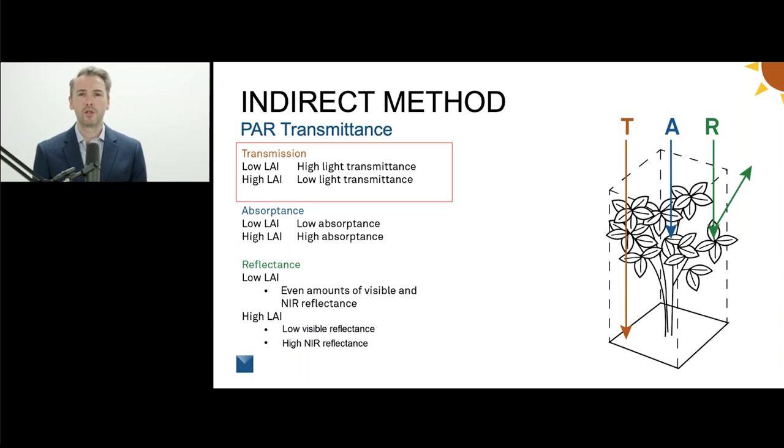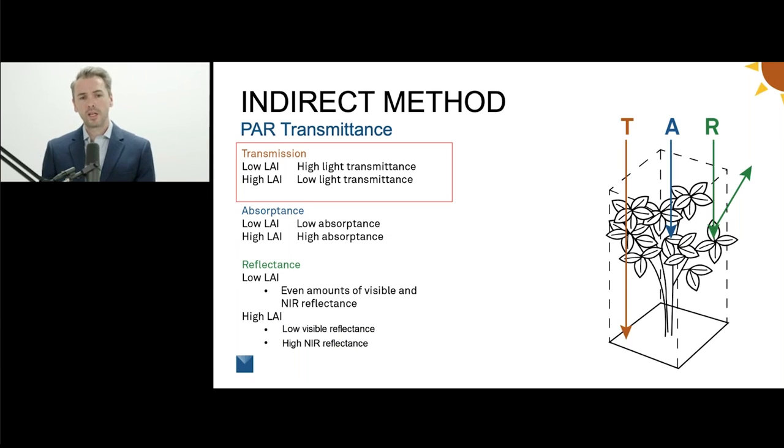So I will kind of interchangeably say light and PAR and visible light in this presentation. Know that in the context of LAI, I'm always referring to the band of light that plants are using to drive photosynthesis, which is what PAR is referring to. So that's photosynthetically active radiation. So if I'm talking about light or visible light, I'm talking about that band of photosynthetically active radiation, as visible light and PAR very closely overlap.